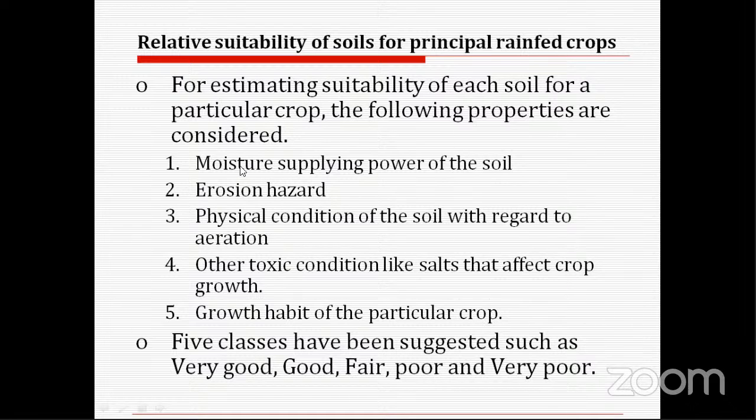And if you want to check all these things, first of all, you have to know the growth habit of the particular crop. Then we have to recommend. So after checking all these properties, then you have to decide what kind of crop is suitable for that particular soil. This is called the relative suitability of soils for principal rain-fed crops. What kind of rain-fed crops we have.